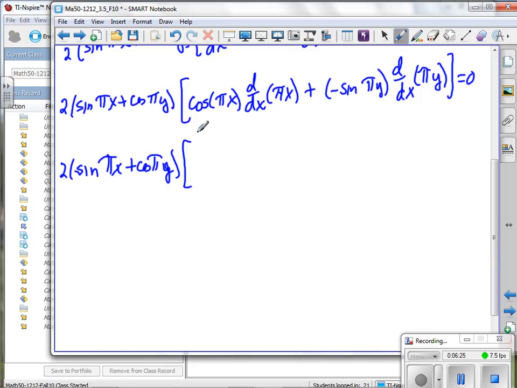And inside here we have cosine pi x. I'm going to put that in parentheses because to that whole quantity I'm going to multiply what? Yeah, because the coefficient's pi, and so the derivative of pi x is pi. I'm going to make this now minus because of adding a negative, so minus sine pi y. And to what do I multiply that?